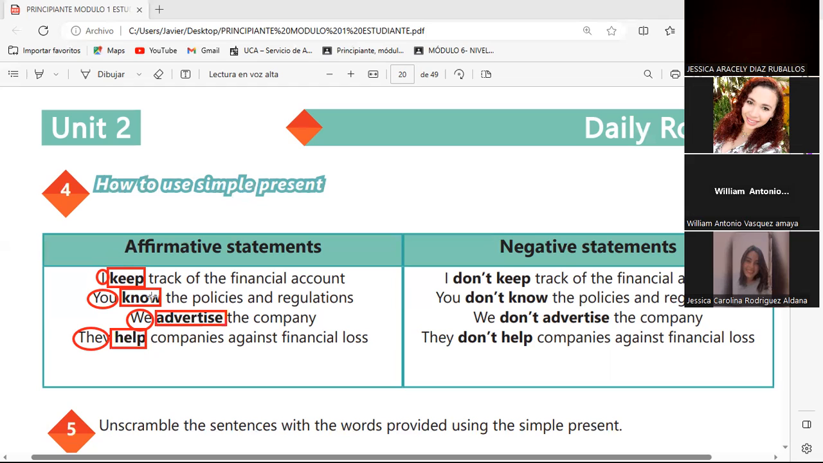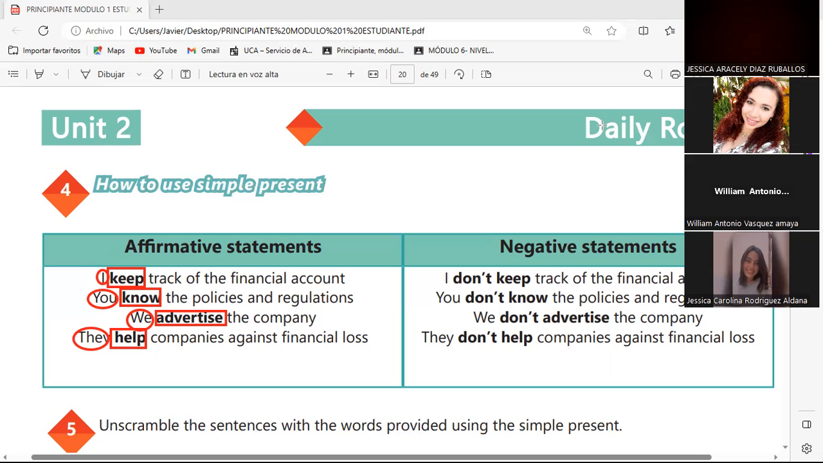In verb to be, we use passive, right? So you say, I am a teacher. Yes, I am a teacher, but no action, right? I am in San Salvador. Yes, I am in San Salvador. She is in Santa Ana. They are in Metapan.